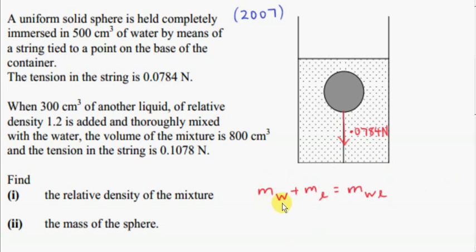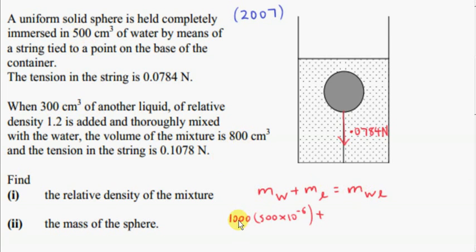Of course the masses are conserved. If we add the mass of the water to the mass of the liquid, we have to get the mass of the mixture. Masses are conserved even if volumes aren't conserved. Actually in this question the volumes are conserved. 500 plus 300 gives us 800. But that's not necessarily the case.